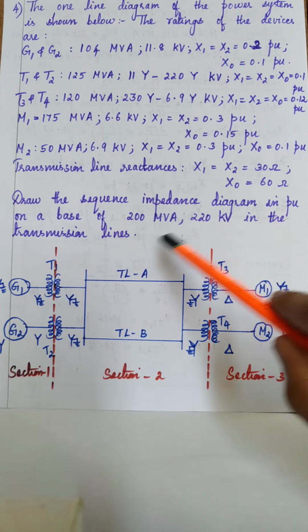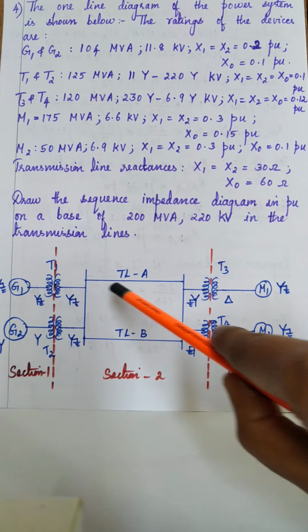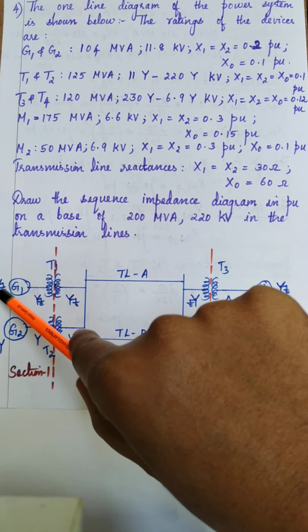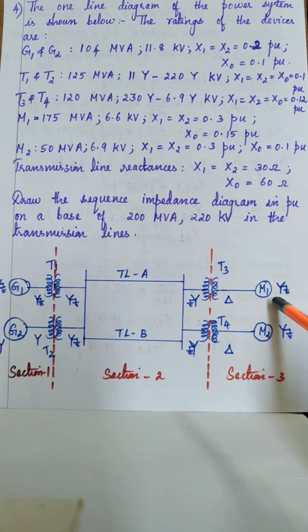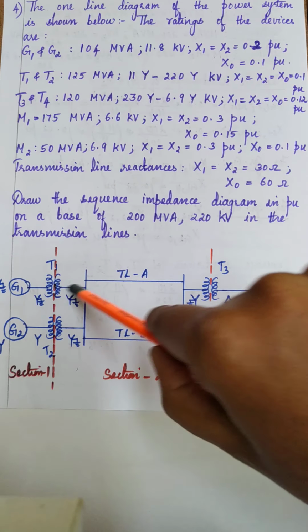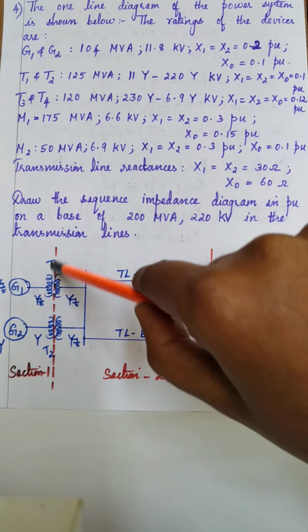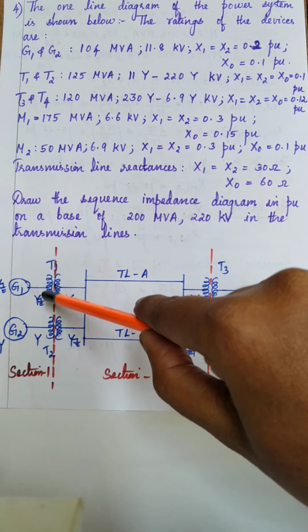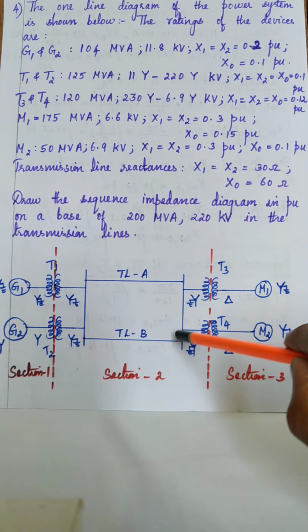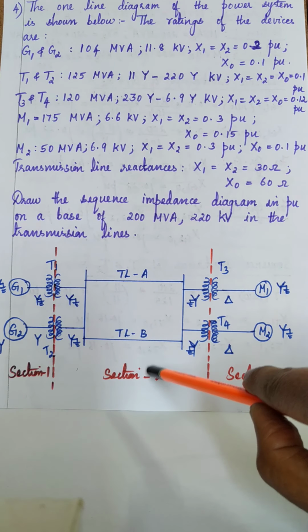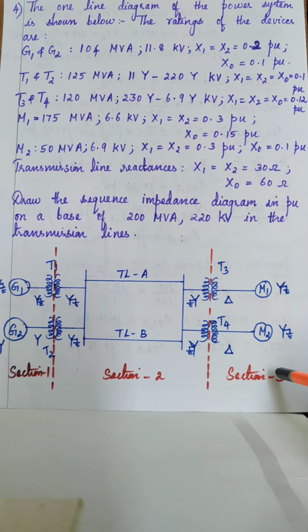So this is the given single line diagram. We have two generators. Note down the type of neutral grounding. In the same way, we have two motors, four transformers and two transmission lines. Based on the transformers, we have divided this given network into three sections. The generator side is section 1, the transmission line side is section 2, the motor side is section 3.